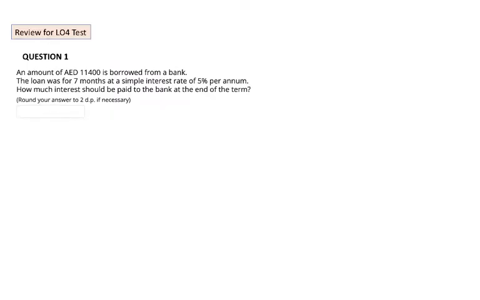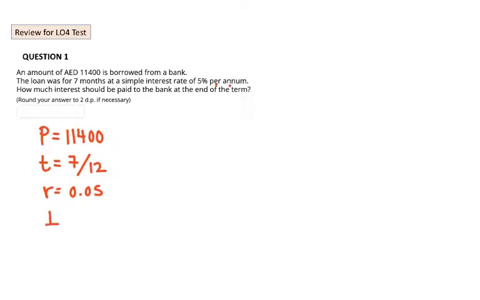Okay, let's look at this first problem. It says an amount of $11,400 is borrowed from a bank. That's our starting amount, P. The loan was for 7 months. That's a time, but remember we can't say T equals 7. That would mean 7 years. So to make 7 months be in the form of years, we should say 7 divided by 12. And the interest rate is 5%, 0.05. It says per annum. That just means per year.